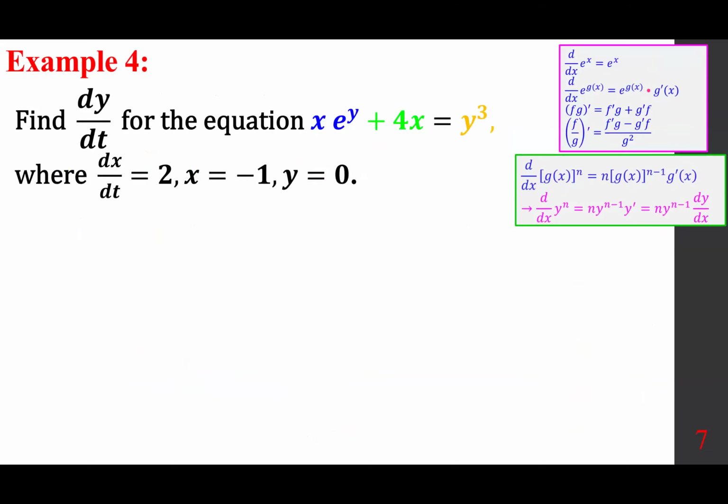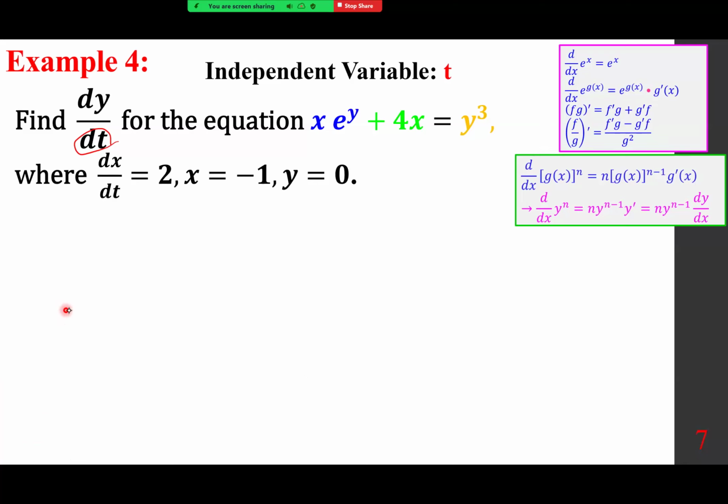Example 4: find dy dt for the equation x e to the power of y plus 4x equals y cubed, where dx dt is 2, x is negative 1, y equals 0. The moment you see dt, you recognize t is the independent variable, which means the derivative of y is dy dt, and the derivative of x is no longer 1, it's dx dt.